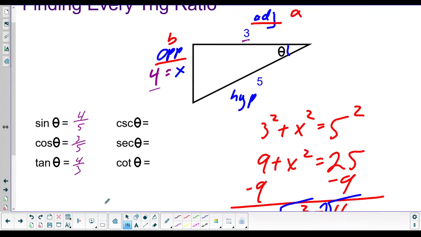And then tangent is opposite over adjacent. So 4 over 3. Now to get the reciprocal trig functions, we just do the reciprocal. So we're going to take all of these fractions and flip them upside down. So this is going to be 5 over 4, 5 over 3, and 3 over 4. And there you go. You filled out all 6 trig functions and you did Pythagorean theorem. So I believe that's all you have to learn today.